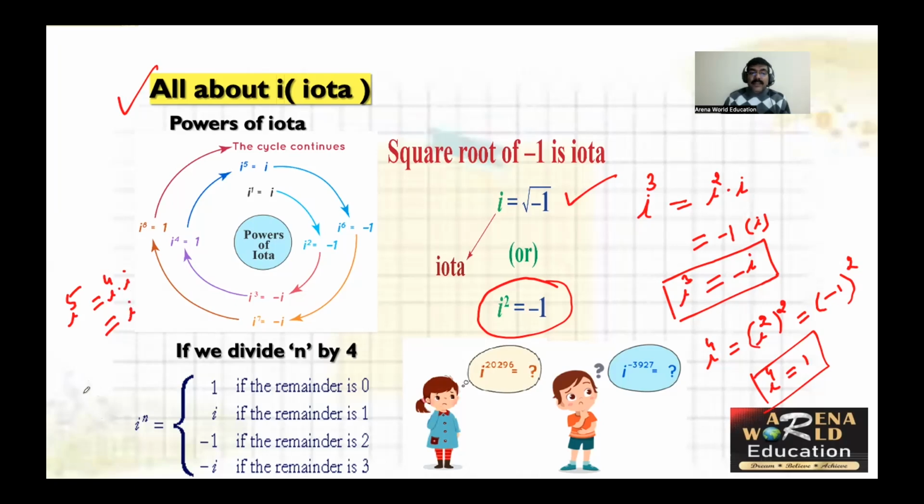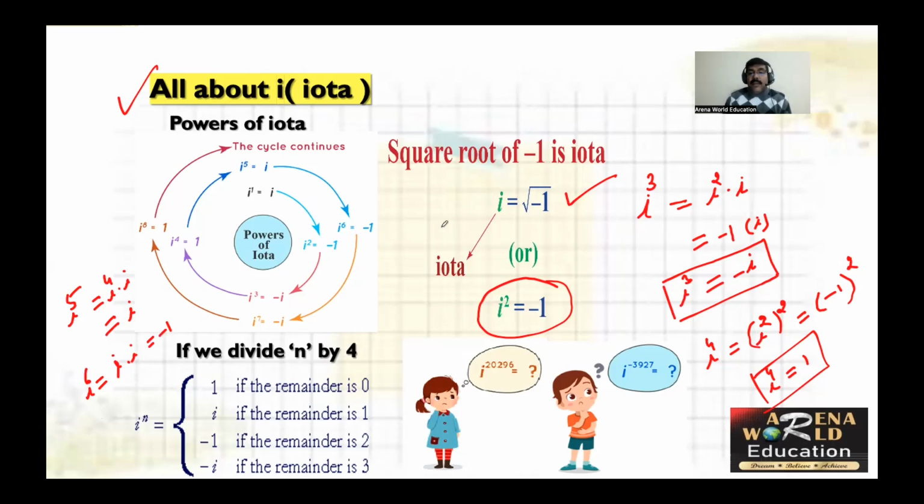Right? So then iota raised to power 6 will be iota raised to power 5 into iota. And iota raised to power 5 is iota. So directly I'm writing, this will be iota into iota, iota square. And this will be equal to minus 1. Right? So this cycle will repeat.